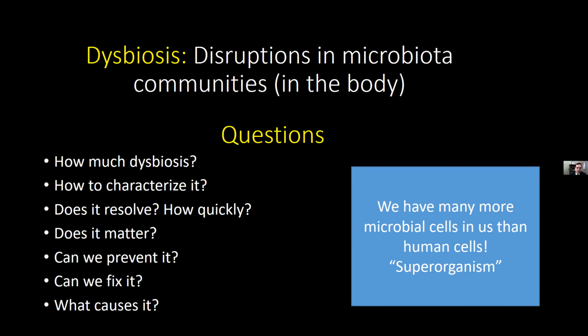And the questions we'll try to address to some extent today are: how much dysbiosis do we see in our cancer patients? How to characterize it? Does the dysbiosis resolve? And if it does, how quickly? Does it matter that we see dysbiosis in these patients? Can we prevent it? Can we fix it? And finally, what causes dysbiosis? I'll be talking about what we thought to be the main cause of this and what appears to be the main cause based on some recent research.